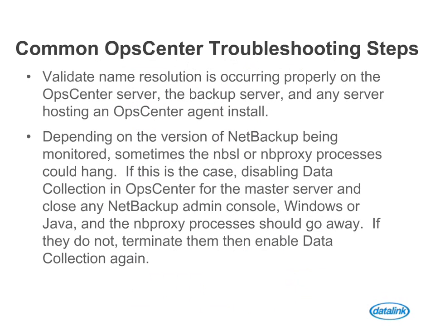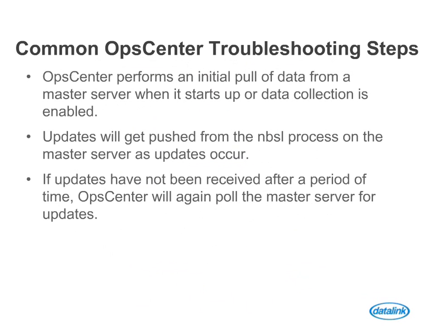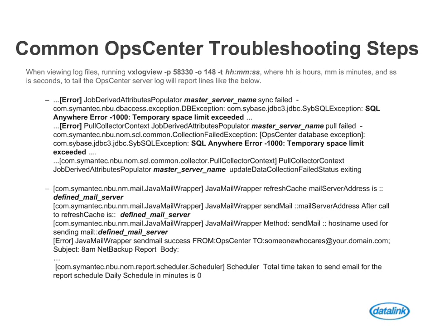One of the big things with OpsCenter is you might see a partially connected master server, and there can be different reasons for that. Initially, when OpsCenter starts up, it will pull the information from the master server, and then after that, NetBackup will push any information to the OpsCenter server as it gets it. If there's been a period of time that the master server has not talked to the OpsCenter server, OpsCenter will go out and pull it again just to make sure all is well. But it's not just an OpsCenter side. It could be that there's a hung process on the NBSL or NB proxy side that it's not allowing it to push. But again, looking at the logs will show you why.